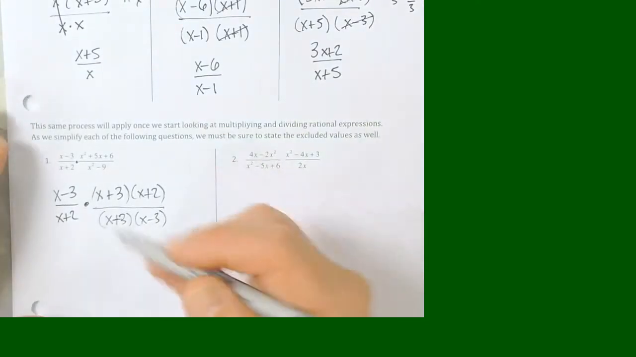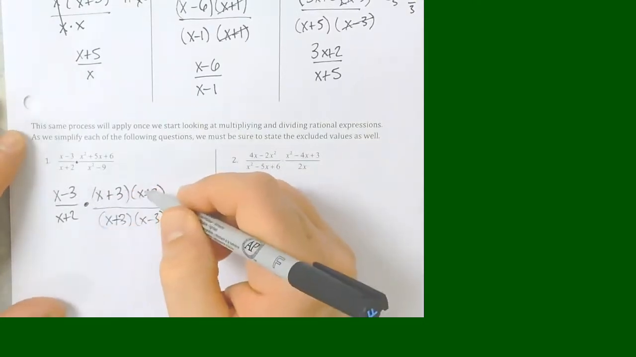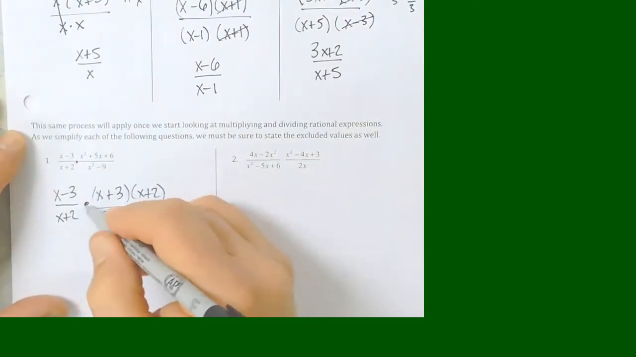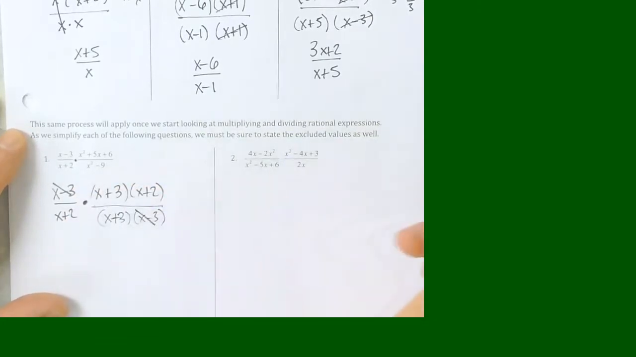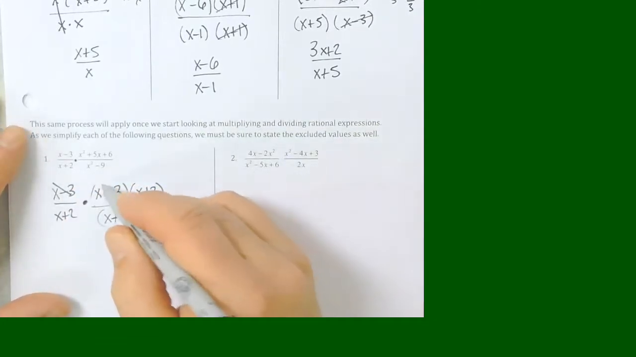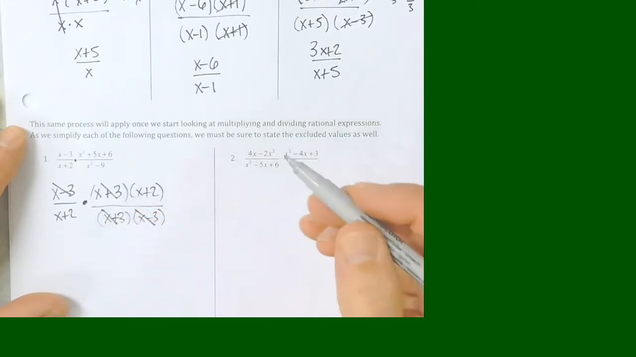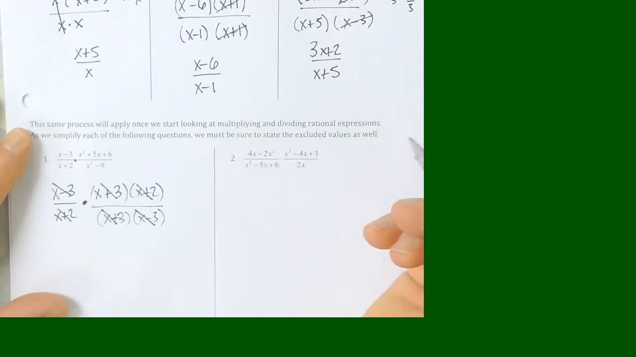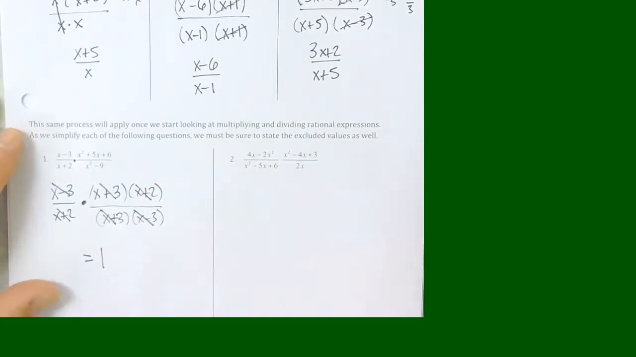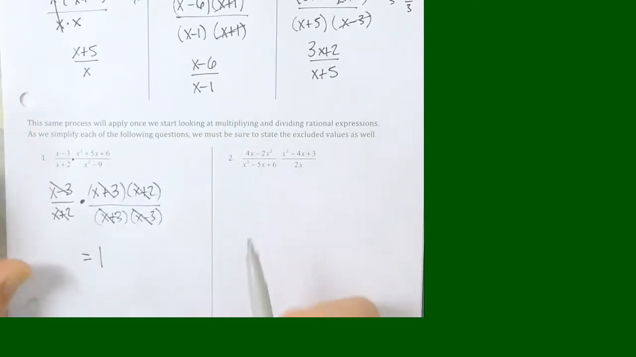Just like when I'm multiplying with numbers, I multiply top times top, bottom times bottom, but I can also start canceling off. The x minus 3 on top cancels the x minus 3 on the bottom. The x plus 3 on top cancels the x plus 3 on the bottom. The x plus 2 on top and the x plus 2 on the bottom cancel. In this case, everything's canceled out, and this equals 1. It's pretty straightforward. Let's have a look at example 2, and that will give us an answer besides 1.